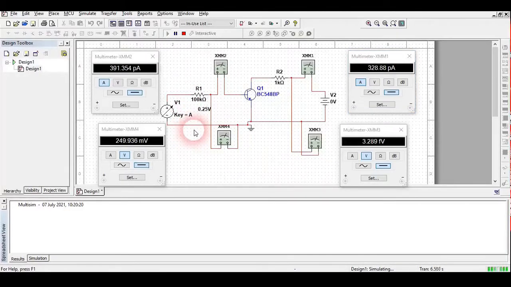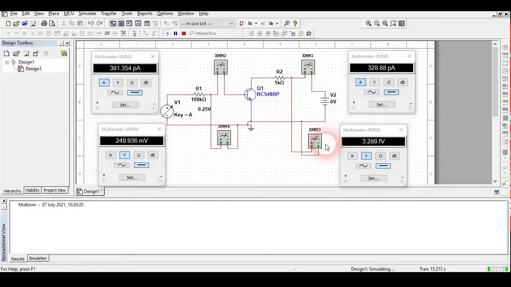Just see here, at 0.25 volt of V1, we can see that the current here is in picoampere, and the IC current here is also in picoampere. So the value of the picoampere current is very low, and we could neglect this part. When it comes above that range, we can consider it.